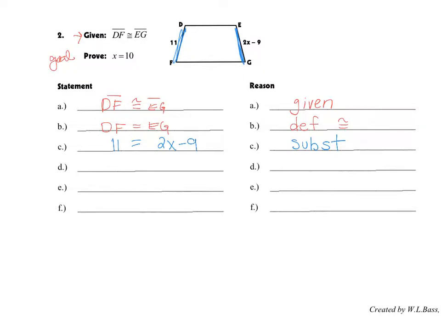From there, if our goal, what we're trying to prove, is to figure out what x is, our next step would be to have 20 equal to 2x. What has happened here is that we have added 9 to both sides, and so we have used the addition property.